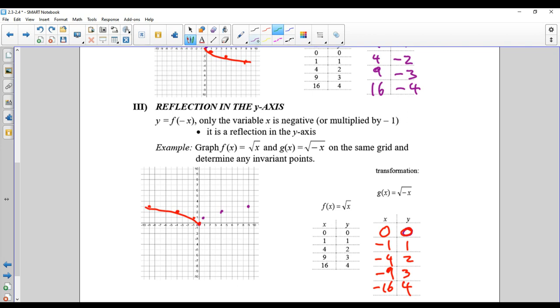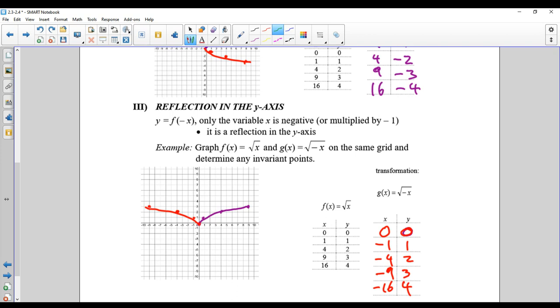Oh, I didn't put in the original graph. Let me do that now. So this is the original in purple. The red represents the reflection across the y-axis. So now if it was on the right of the y-axis, it ends up on the left of the y-axis.